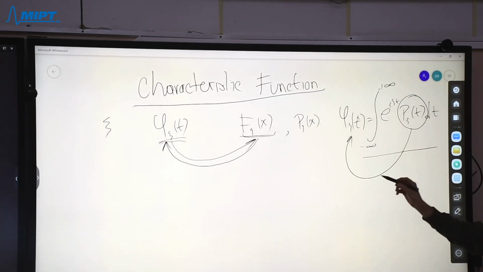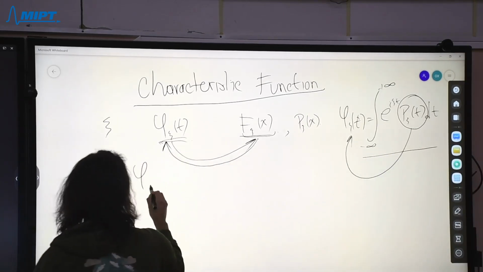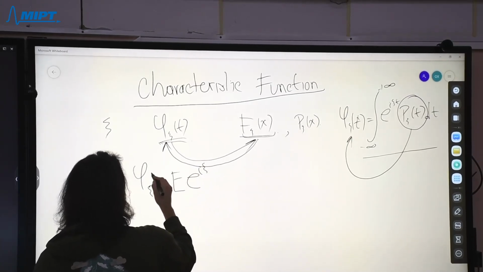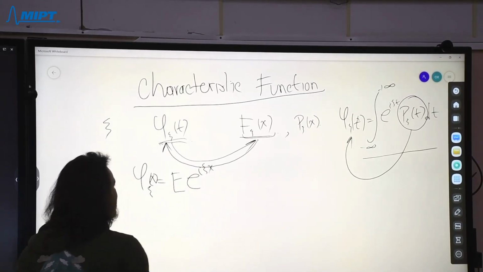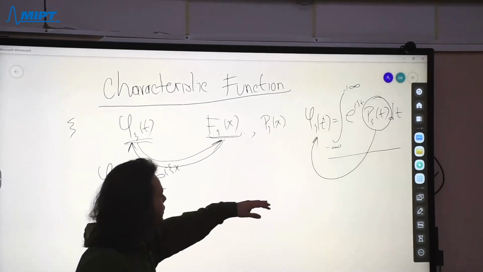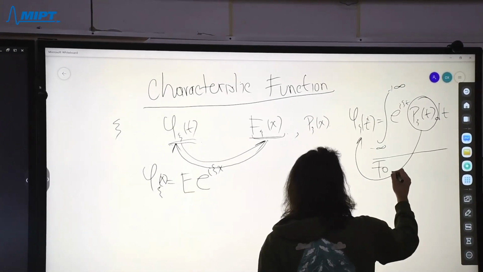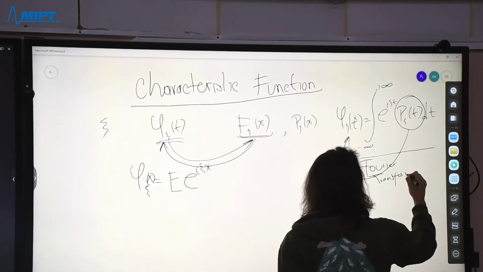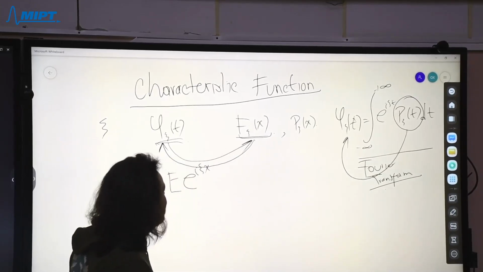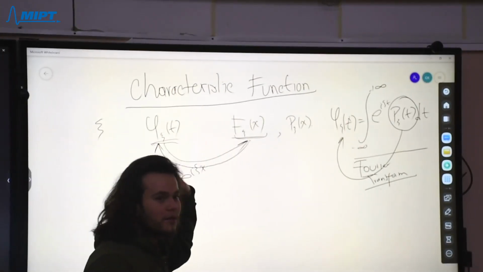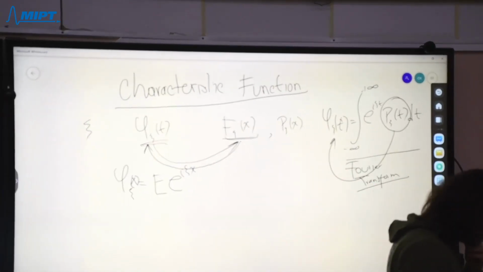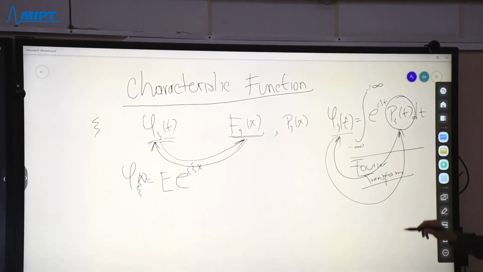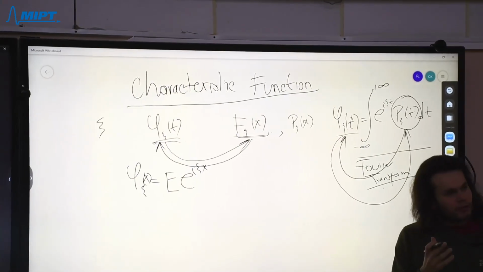Because the characteristic function is just the expected value of e to the i Psi t. And this is what is known as the Fourier transform or something like that, okay? So if we know the density, we can easily find the characteristic function. If we know the characteristic function, we can find the density, all right? So there are two equivalent things.